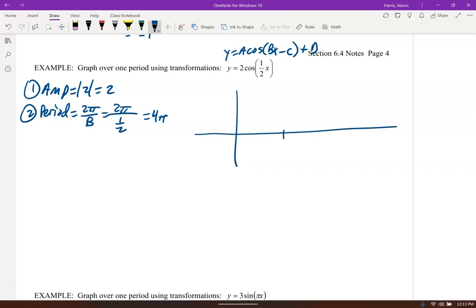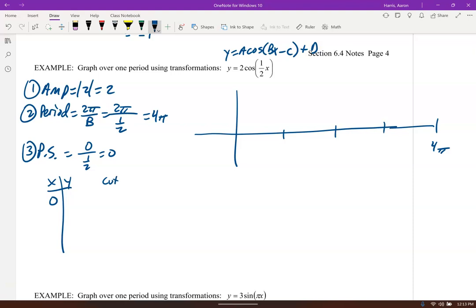So I've got clear until 4 pi, right, to do this one revolution. Our phase shift here is c. There is no c value over the b. So phase shift is 0. So I want to go ahead and start at 0. But I'm cutting the period into fourths. So 1/4 the period. Well, our period is 4 pi. So 1/4 of 4 pi is just pi.